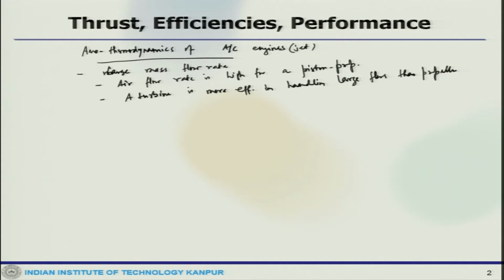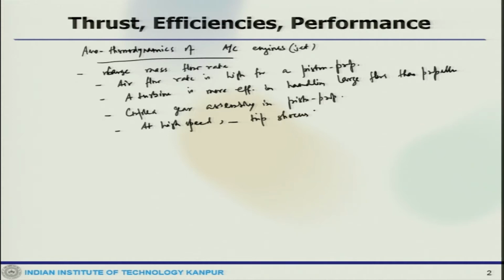There is a complex gear assembly in a piston propeller engine. Now, when you have that kind of propeller at high speed, there are tip shocks or tip shock waves generated, and there would be noise.